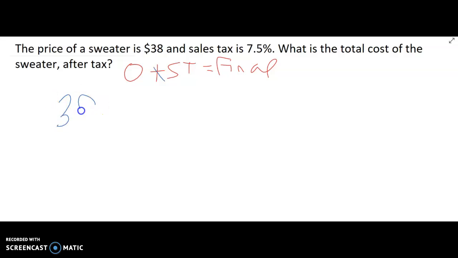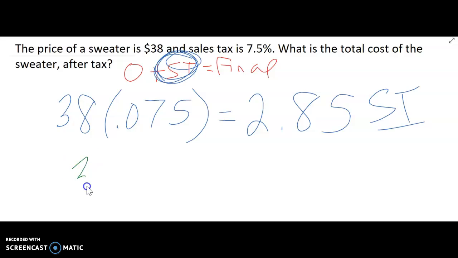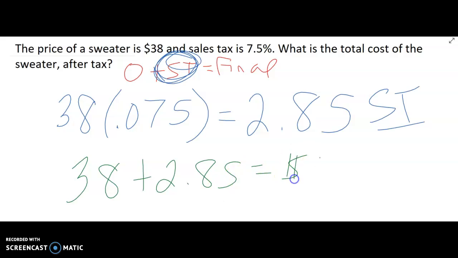So I'm going to start with the price of the sweater, and I'm going to multiply by the sales tax, because we need to find the sales tax amount. That's the ST here. So 7.5% as a decimal is 0.075. When I multiply 38 times 0.075, I get $2.85. Now, because we are dealing with money, we are always going to two decimal places, and that is it. So this right here is the sales tax. So if I want to find the final cost of the sweater, I take the price of the sweater and then I add the sales tax. And so if I was buying this sweater, I would pay $40.85.